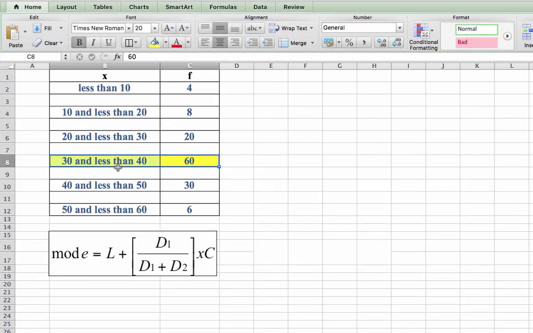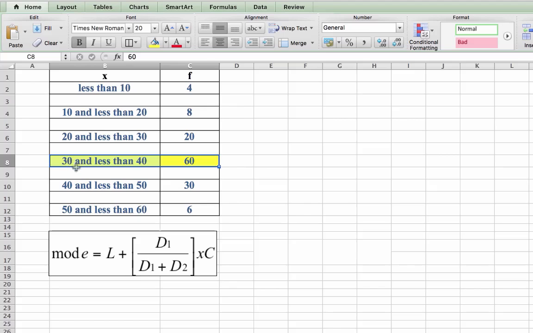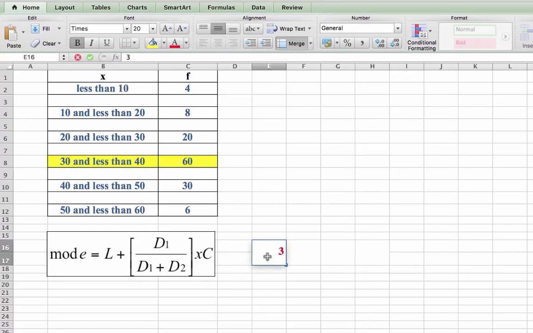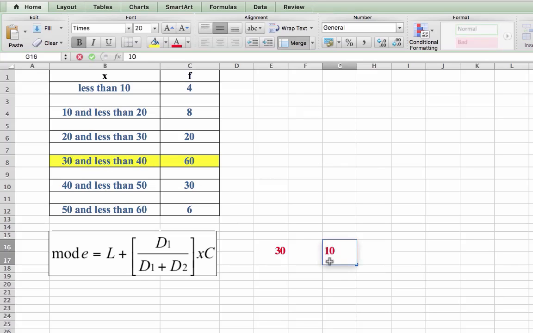And that helps us get two of the figures within the formula, L and the C. L stands for the lower bound, and those figures here are known as the lower bound, and these here the upper bound. So our lower bound for the modal frequency is 30. So I'm going to put 30 here as part of my calculation. C is known as the class width, and the class width is the difference between the upper and the lower for the modal frequency in this case. So we have a class width of 10. So I'll put 10 in here.